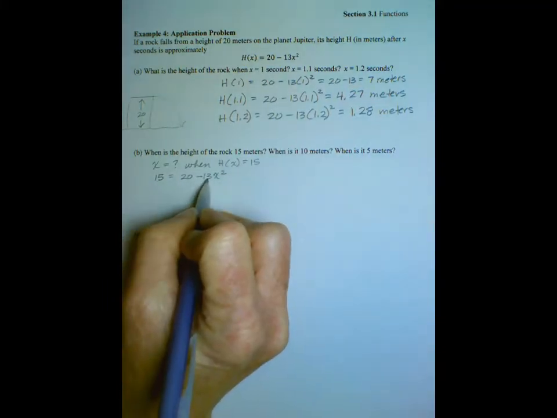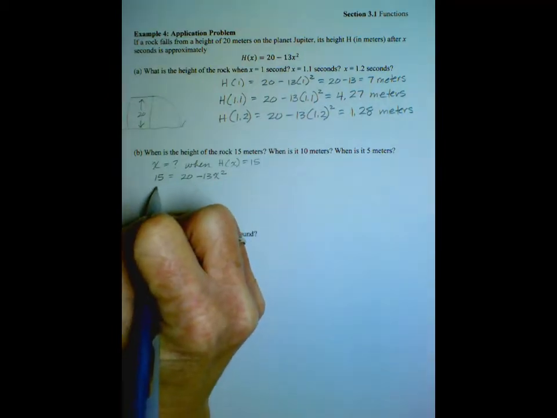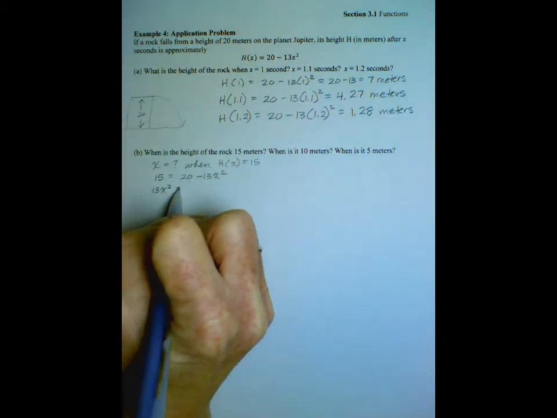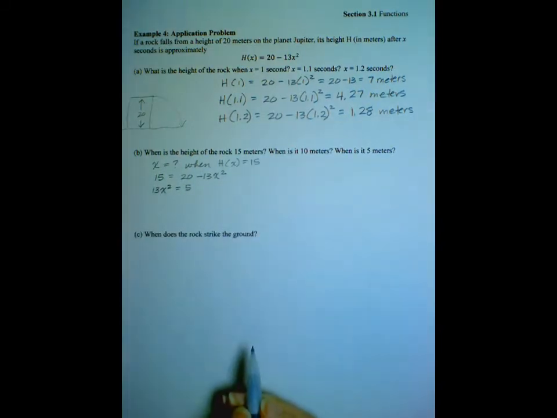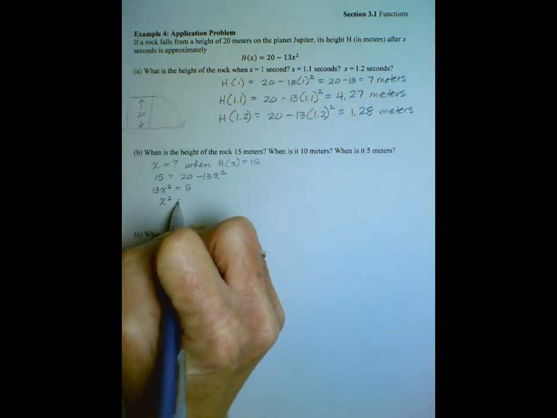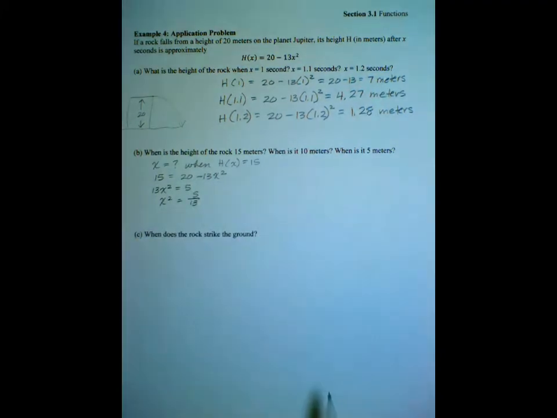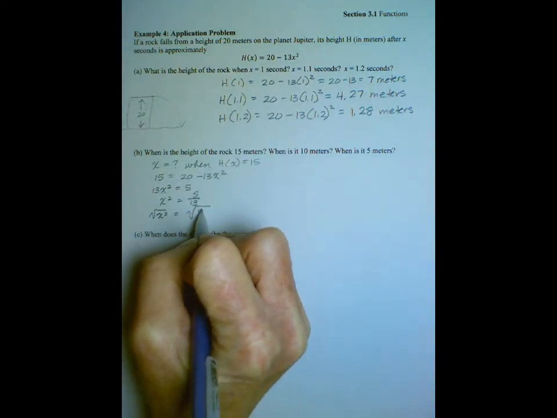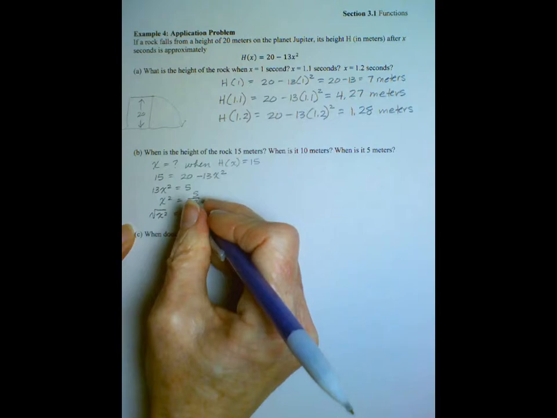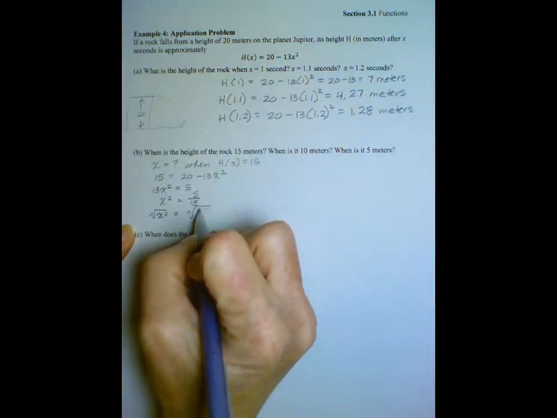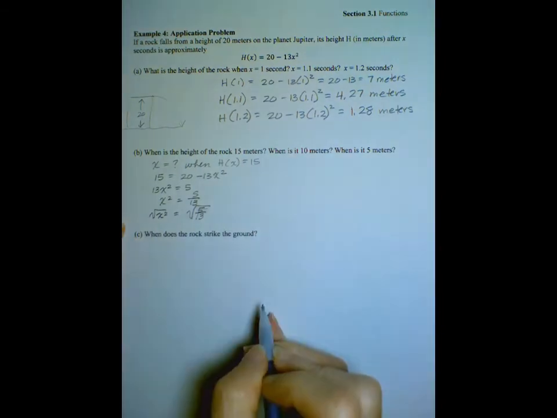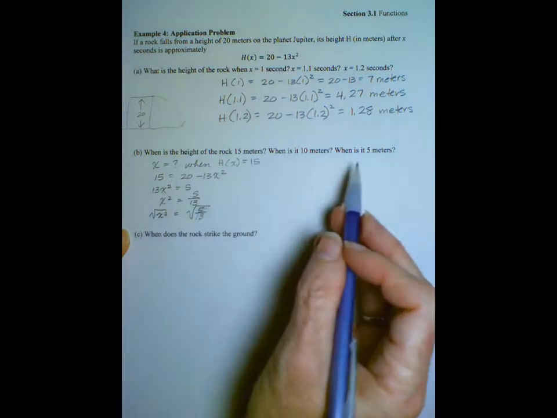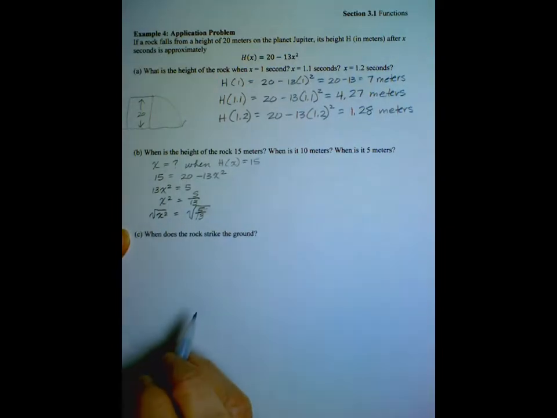So let's see, I'm going to add 13x squared to both sides and subtract 15. So I end up with 13x squared on the left and 5 on the right, 20 minus 15. Divide by 13, x squared equals 5/13. And to find x, we'll take the square root of both sides. Now, do I want to do plus or minus the square root of 5/13? Remember that tip we just saw? It said it has to make sense, right? In an application problem, it has to make sense. So I'm only going to look for the positive result. This is time, this is seconds, and a negative would not make any sense for this problem.